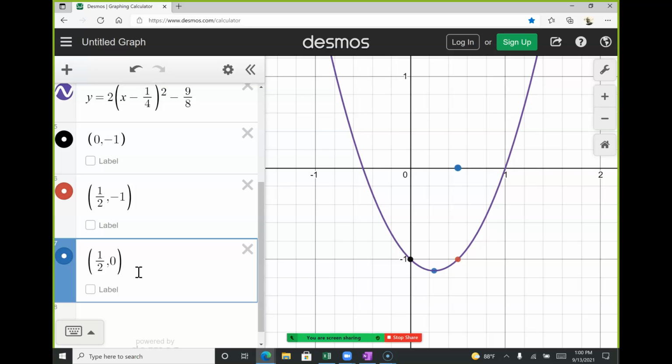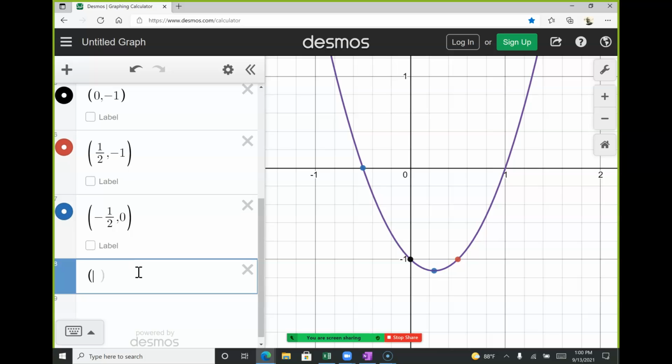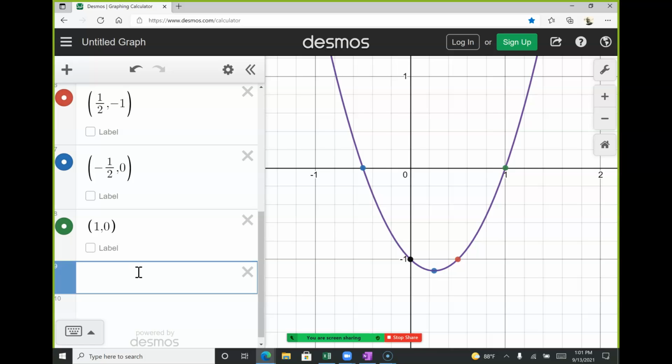Negative 1/2, right? Negative 1/2, 0, and 1, 0. Intercepts. Y-intercept I already have, right? X is 0, Y is minus 1. Nice. So, I mean, that's it.